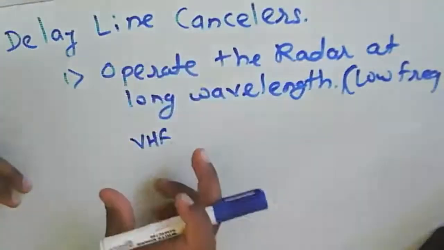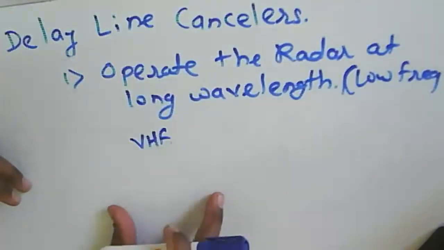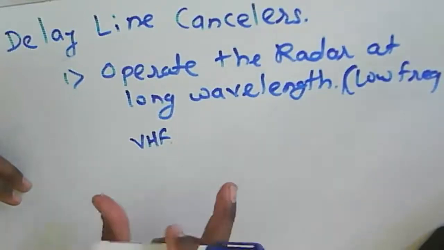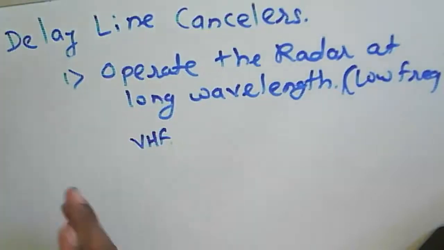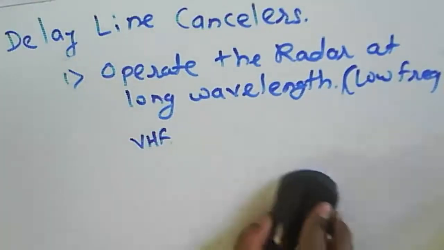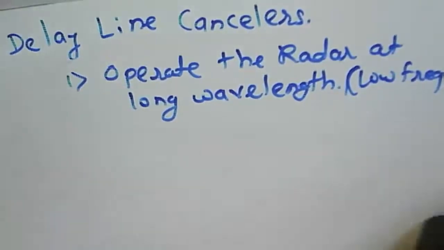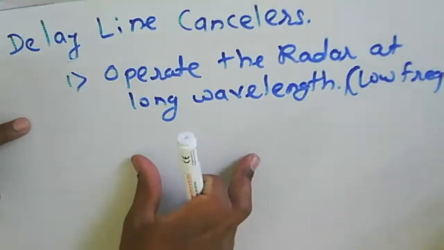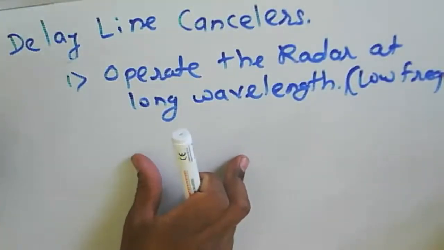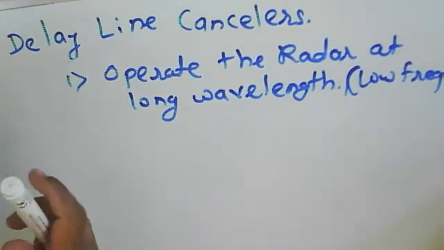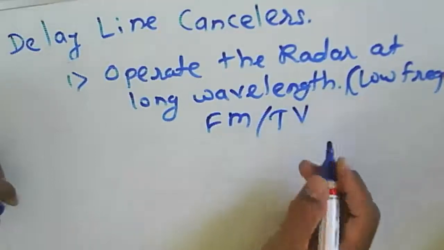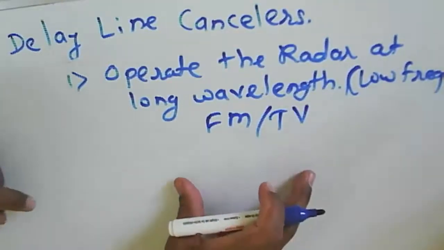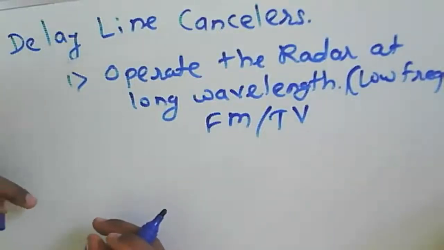Another way is to use a narrow bandwidth and a large beamwidth. But again, if we are using a narrow bandwidth, there will be limitations to using this radar at a low frequency. In this band of frequency there are a lot of applications, such as FM and TV applications, so we are not able to use this range of frequency.